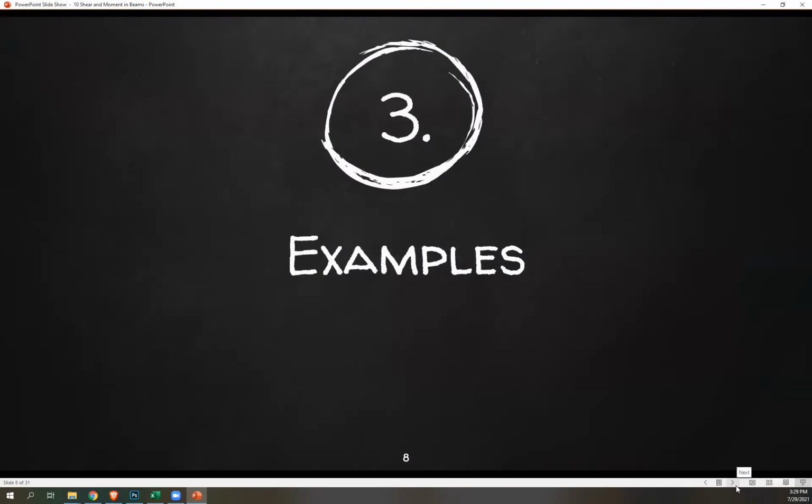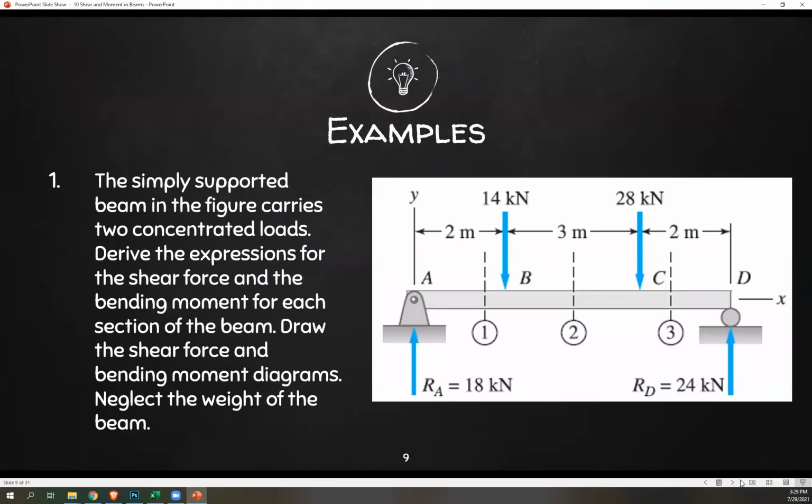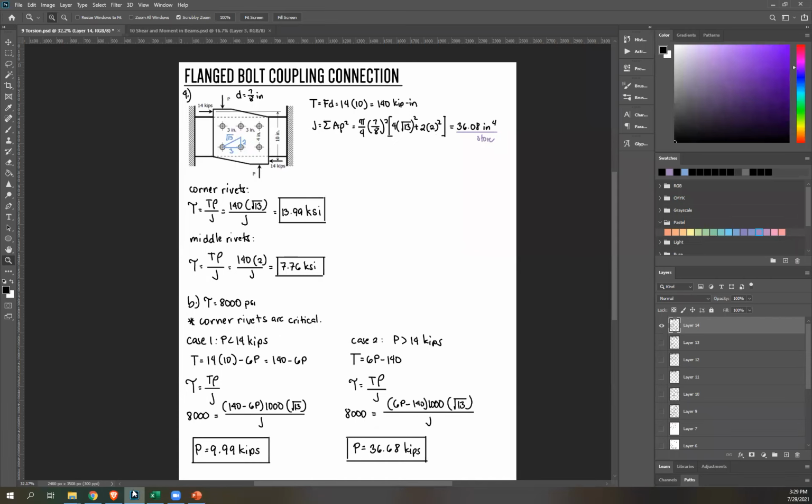Let's have an example to show you what I mean. Number one: the simply supported beam in the figure carries two concentrated loads, 14 and 28. Derive the expressions for the shear force and the bending moment for each section of the beam. Expressions means equations, so I need equations for shear force and bending moment at each section. We have sections AB, BC, and CD. Next, draw the shear force and bending moment diagrams, and neglect the weight of the beam. Okay, let's solve.